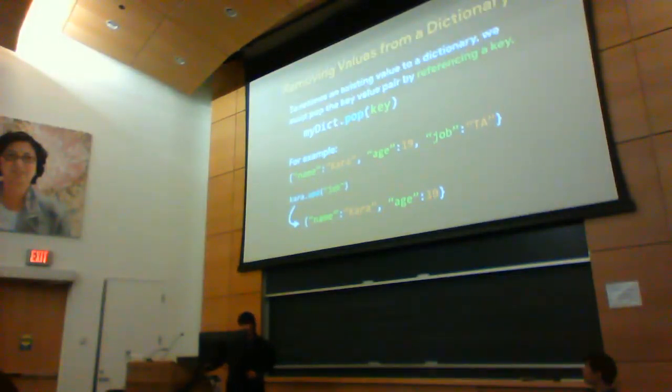In this case, if I do car.pop job, and I save it to a variable somewhere, in this case I didn't, but if I did and printed that, then I would see job TA being returned to me from the pop. The reason I have the dictionary here is just to show you what it looks like afterwards, but pop doesn't return the dictionary, only the key value pair that got popped. It's like a tuple.